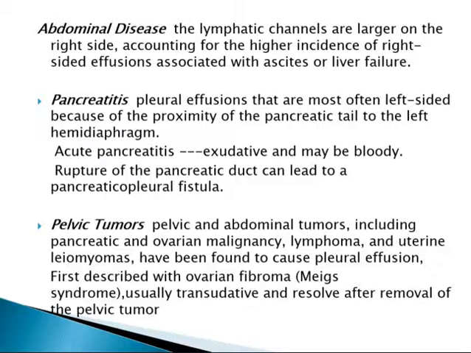Pelvic and abdominal tumors are another cause of pleural effusion, including pancreatic and ovarian malignancy, lymphoma, and uterine myoma, which have been found to cause pleural effusion. First described with ovarian fibroma, Meigs syndrome is usually transudative and resolves after removal of the pelvic tumor.